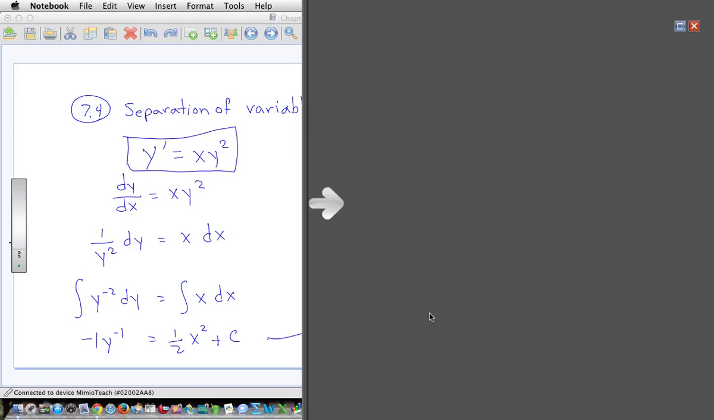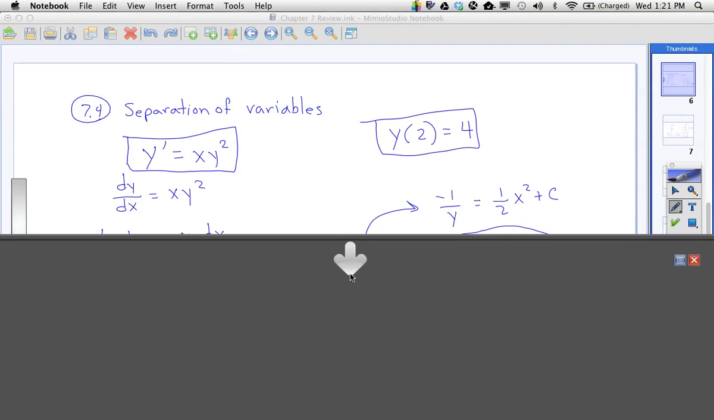I had this as negative 1 over y. So if this is 1 over y, then y's got to be just the reciprocal of that, right? So it ends up being the same no matter how you think about it. So if I do that, let me show that then. So I did it this way.